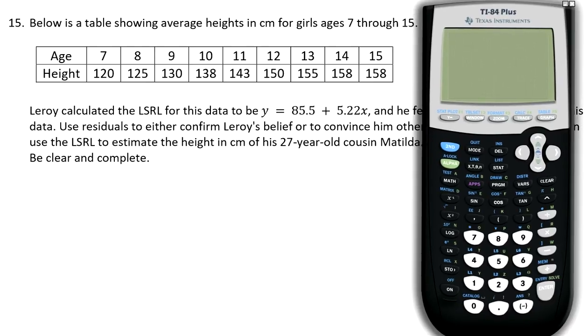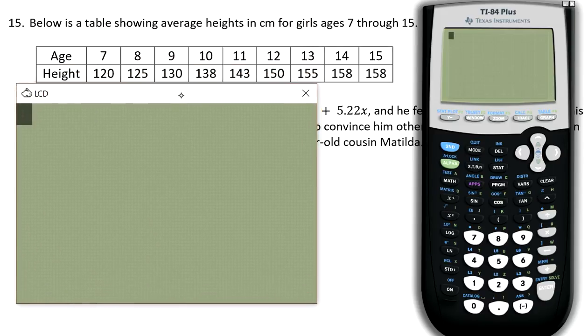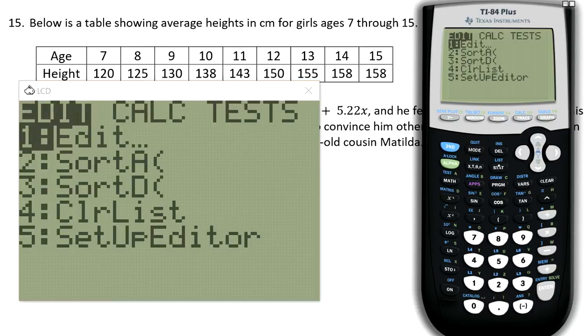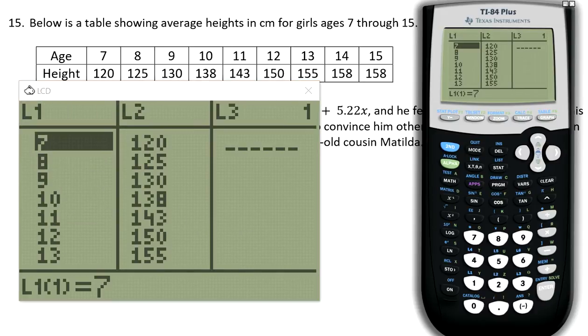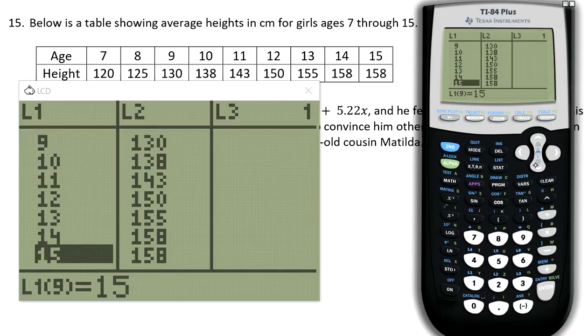So let me bring over the larger calculator display also. I've already entered this data accurately. If I hit stats and edit, you can see I've already got the 7 through 15 in the first column, and then 120, 125, 130, 138, 143, 150, 155, and then 158, 158. Yeah, so it's all there.